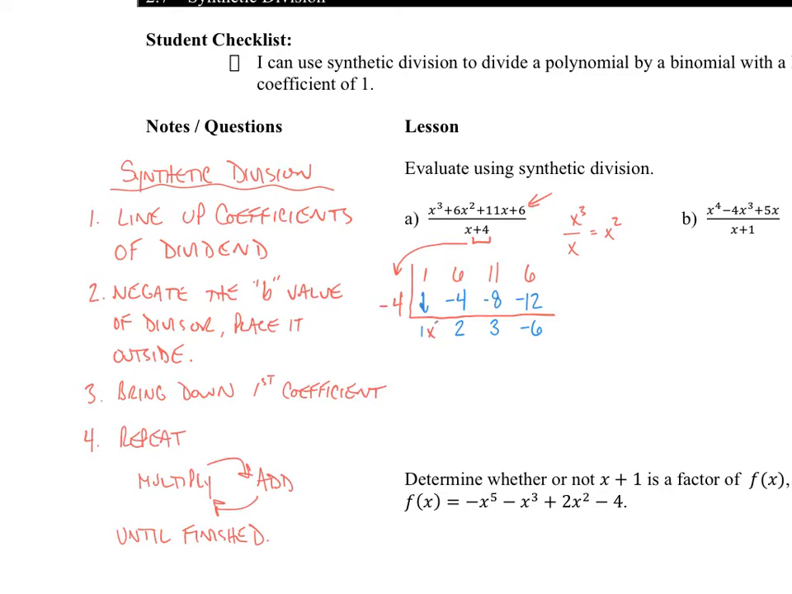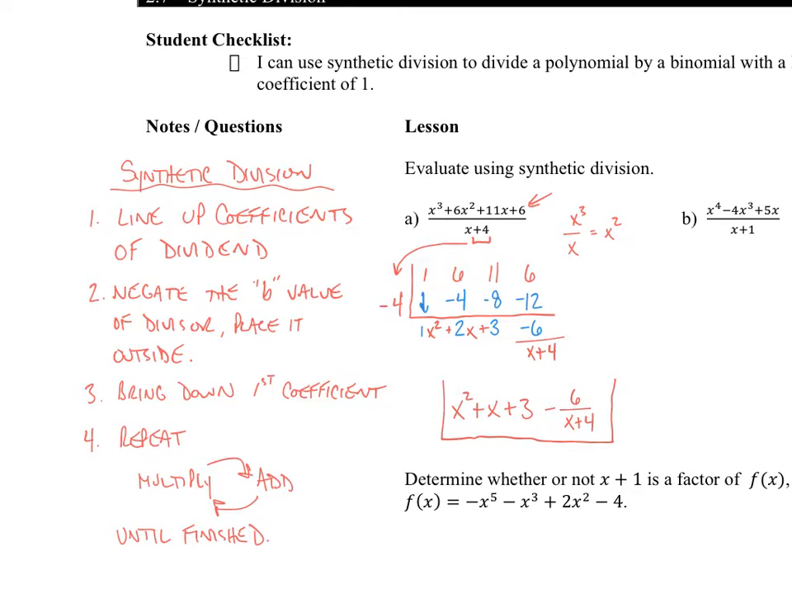So that must be a 1x squared. And that must mean that this 2 is a 2x to the first. And then this 3 is my 3x to the 0, or my constant. Which leaves me with my remainder, which is -6, and we know that we need to write our remainder over the divisor, x plus 4. So when we did this, we ended up discovering that the quotient here was x squared plus x plus 3, and we end up with a remainder of 6 over x plus 4.